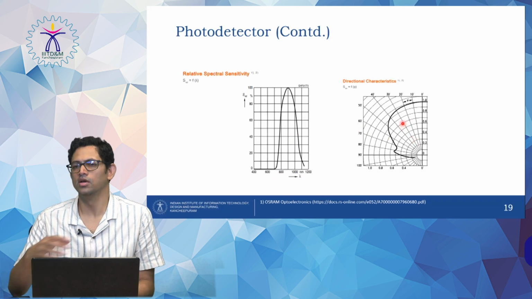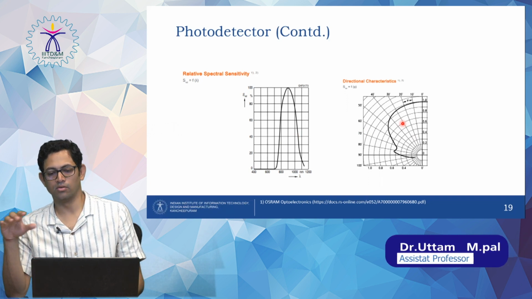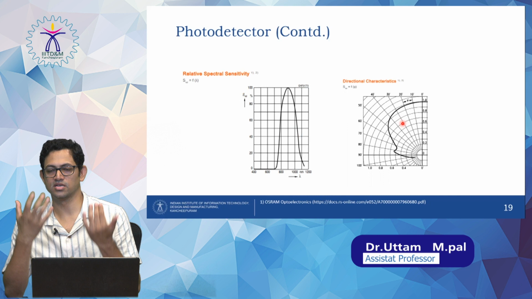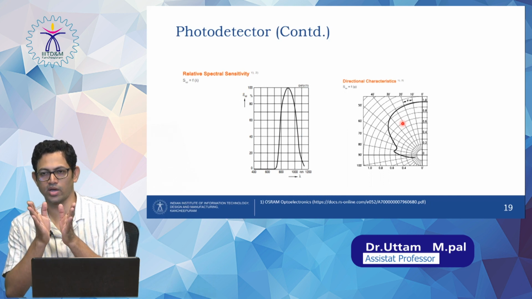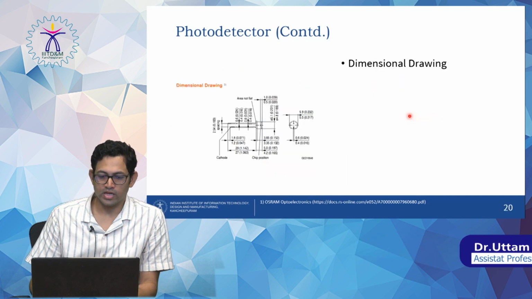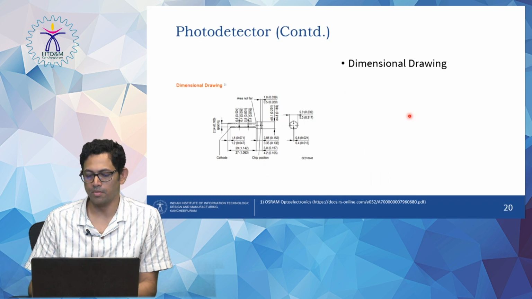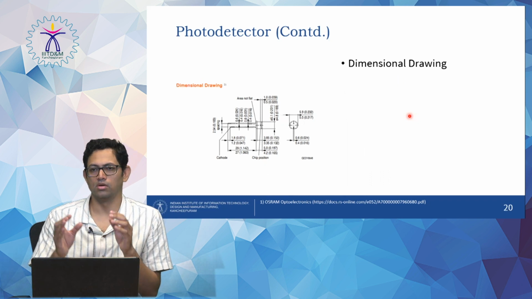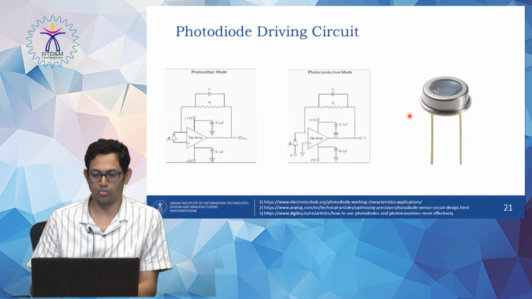And on the right hand side is the directional characteristic. If you have seen lasers and LEDs, we talk about the radiation characteristic or radiation pattern, but in this case it is a directional characteristic, so you eventually understand the viewing angle from this graph as well. Then it talks about the dimensional drawing. At the end of the data sheet, it also gives the dimensions for making a particular optical system or a probe.